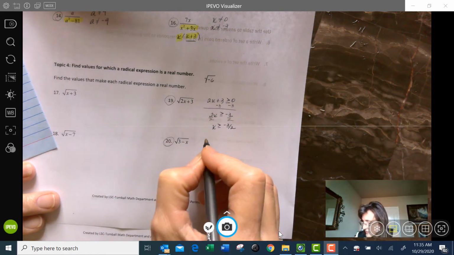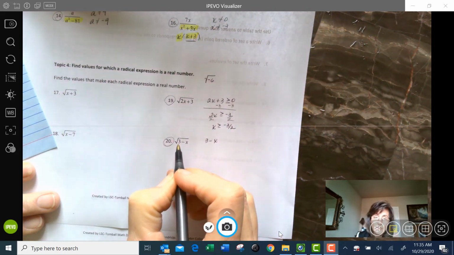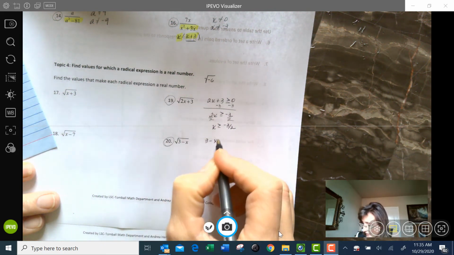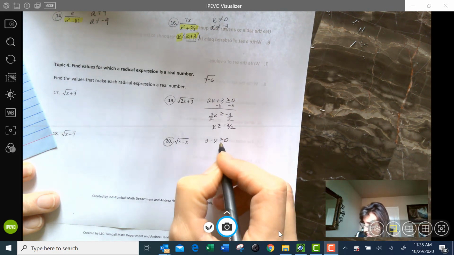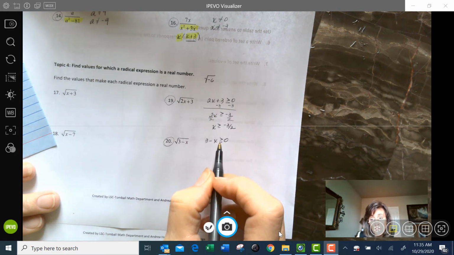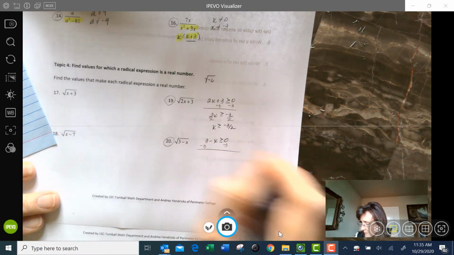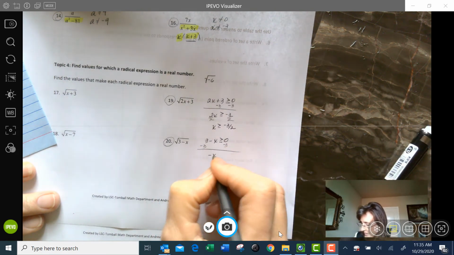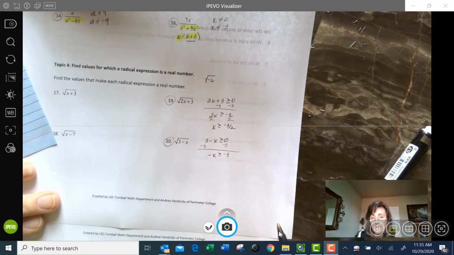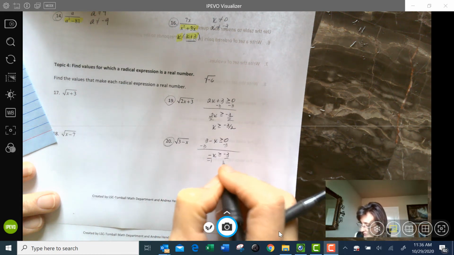Again, it's the square root. So my focus is, what can I have? The 3 minus x, which is referred to as the radicand, can be positive, and it can equal 0. So once I have this written, I just solve it for x. So I would subtract the 3 off of each side. Then I would have negative x greater than or equal to negative 3. Now to get x, not negative x, I must divide off the negative 1.